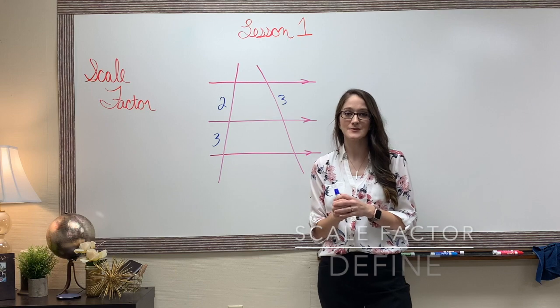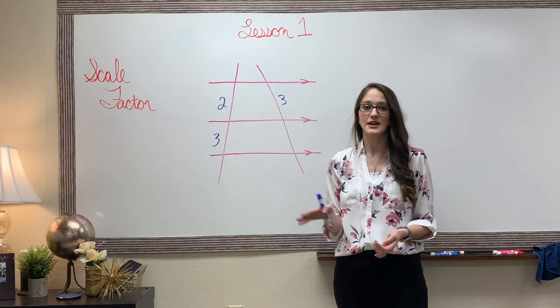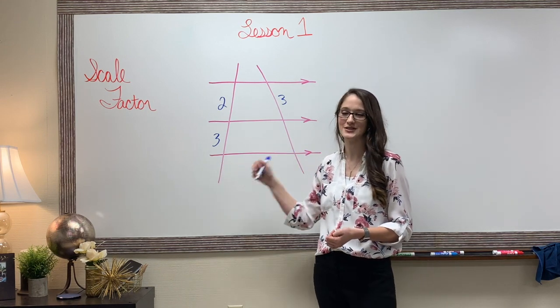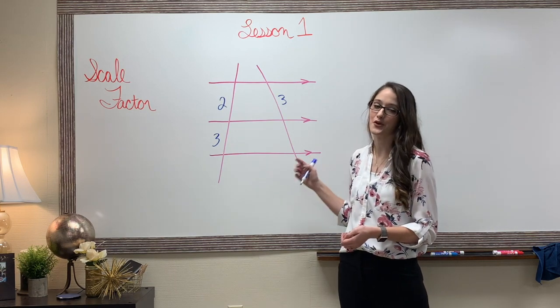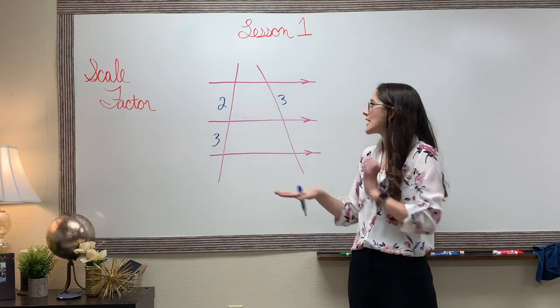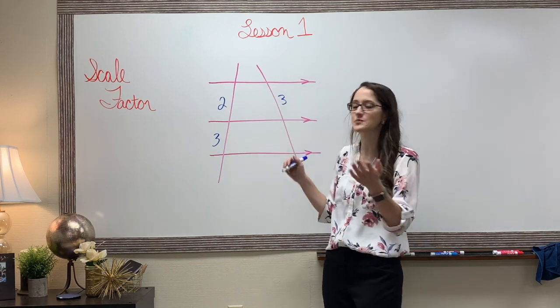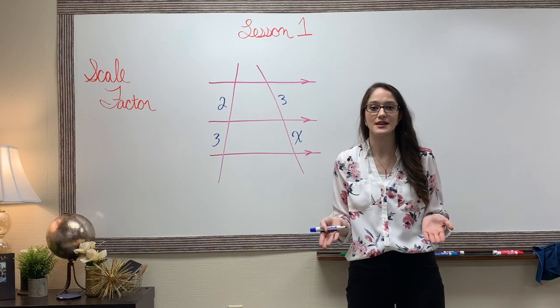Our last concept in this lesson is going to be scale factor and proportional segments. Here we have three lines that are being cut by two. And so these three lines, it's important to note that they are parallel, as indicated by the arrow within the line segment. And we see that they've already given us three of the segments, but we don't know this one. That's our unknown.